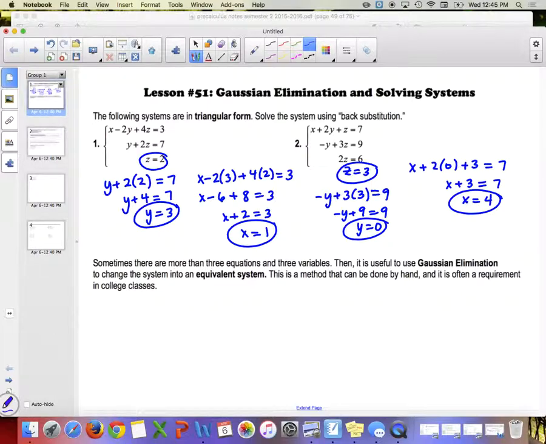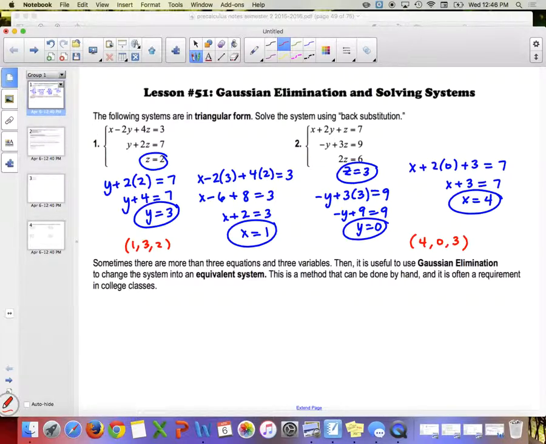Does that make sense? And then you can write them as points. Remember, you can write it as like, the first one would be (1, 3, 2). And this one would be (4, 0, 3). Right, they're points in 3 dimensions. Just makes it easy for me to grade too when you do that.